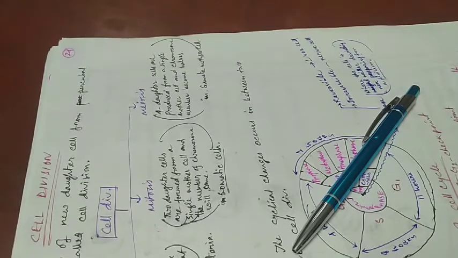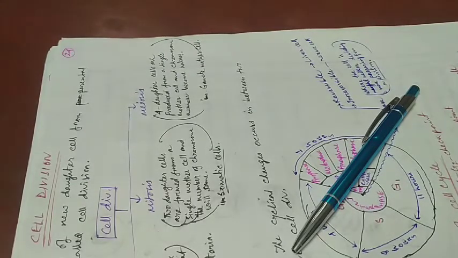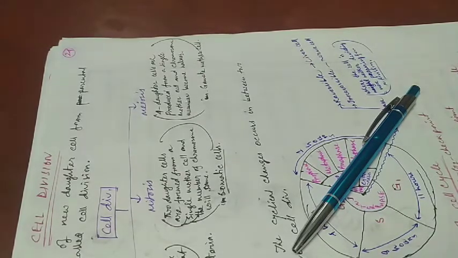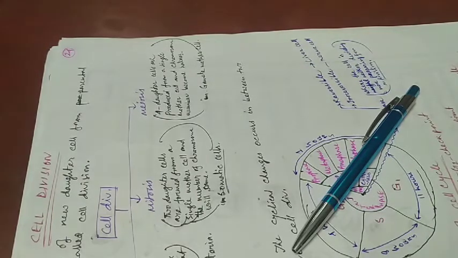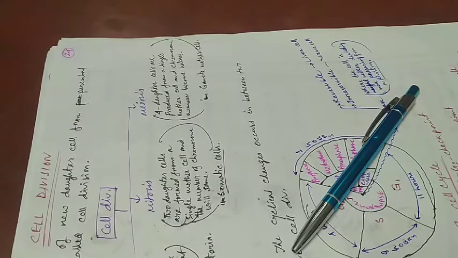So look at mitosis cell division. The chromosome number of the daughter cells and the parental cell will be the same. For that reason, mitosis is also known as equational division. In meiosis, the chromosome number becomes half in the daughter cell, so meiosis is also called reductional division.